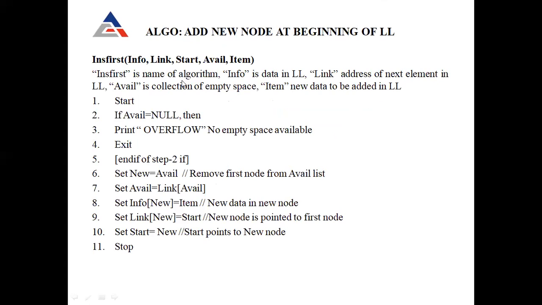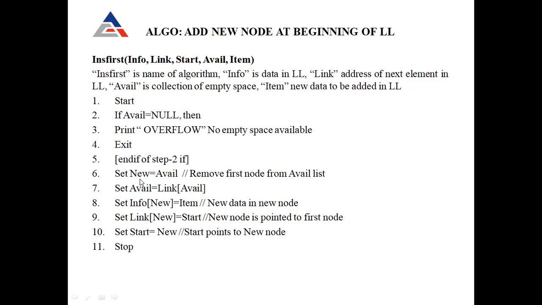INSFIRST is the name of the algorithm. Info is the data in the algorithm. Link is the address of the next element in the linked list. Avail is a collection of empty space, and item is a new data item I want to add in the linked list. So every algorithm starts from start. If avail is equal to null, there's no empty space in the linked list. So print overflow, no empty space available. Exit from the program.